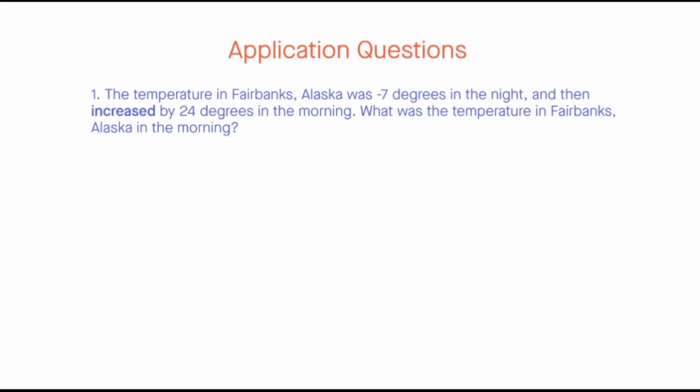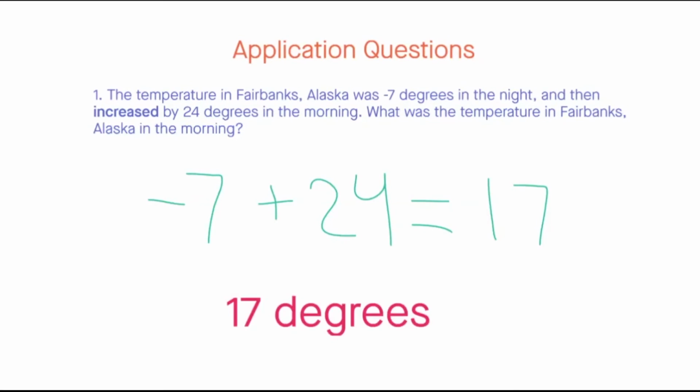So when we read this problem, we see the word increased. So we immediately know that we have to do addition. So we start out at negative 7 degrees in the night and then we increase by 24 degrees in the morning. So negative 7 plus 24 equals 17. So the temperature in Fairbanks, Alaska in the morning was 17 degrees.